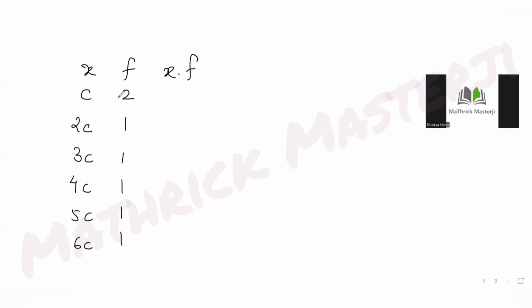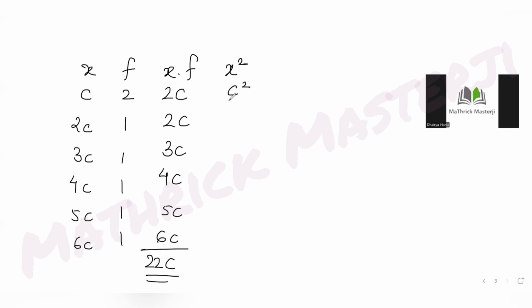If I write my frequency table first, x and f: x goes C, 2C, 3C, 4C, 5C, and 6C. F is the frequency 2, 1, 1, 1, 1. Now if I multiply both of them, x into f, I get 2C, 2C, 3C, 4C, 5C, and 6C. So in total, I get 6 and 5, 11, and 4, 15, and 18, and 20, and 22. So I have 22C. If I do the square of x, I get C square, 4C square, 9C square, 16C square, 25C square, and 36C square.